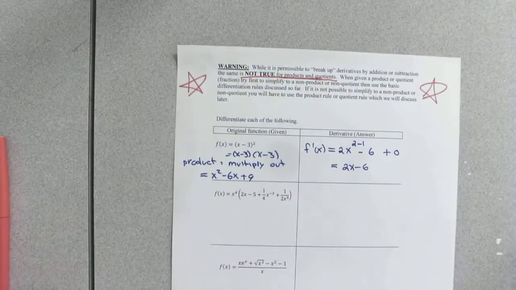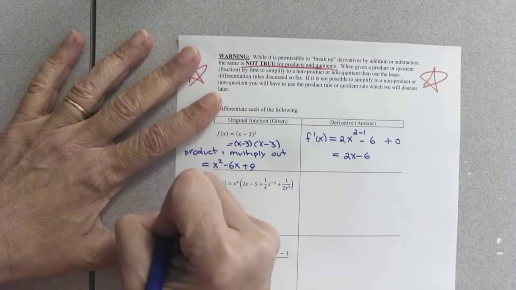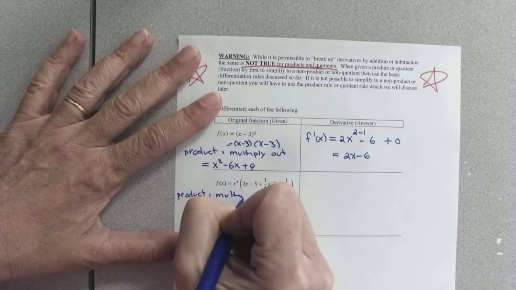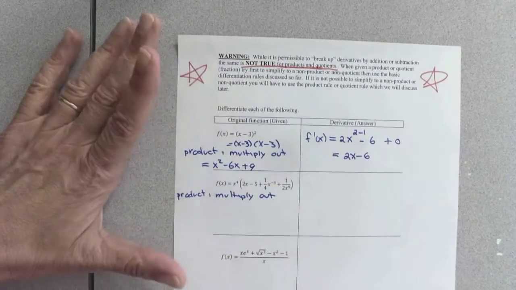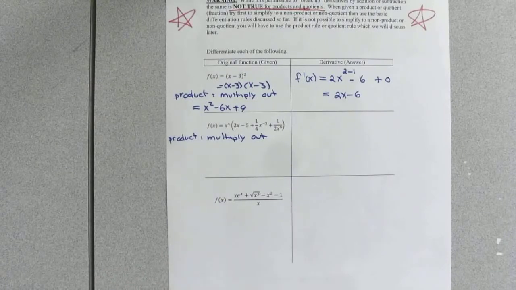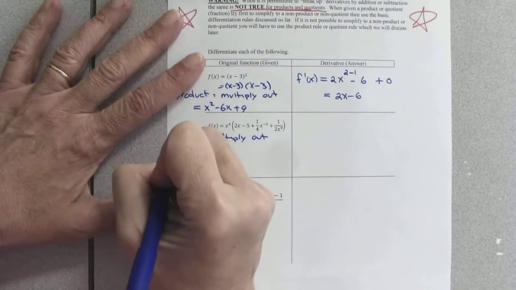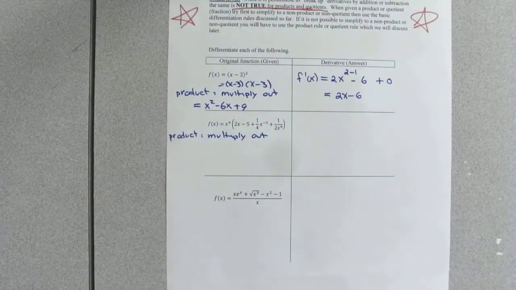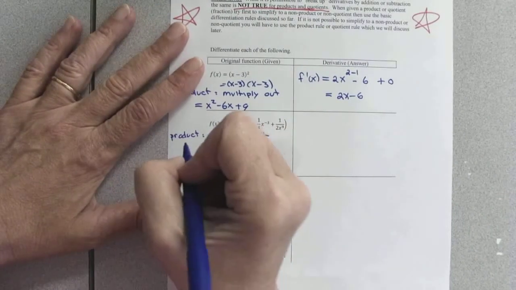Okay, next one. Same deal. It's a product. Multiply it out. And like I said, even after I learned this thing called the product rule, I would still choose to multiply it out. Anytime I can simplify and avoid a product rule or quotient rule, that's what I'm going to do. So distributing that x to the fourth, remembering to add, well, multiply out and simplify. Yes, I'm going to multiply out. Let's do one other step first.